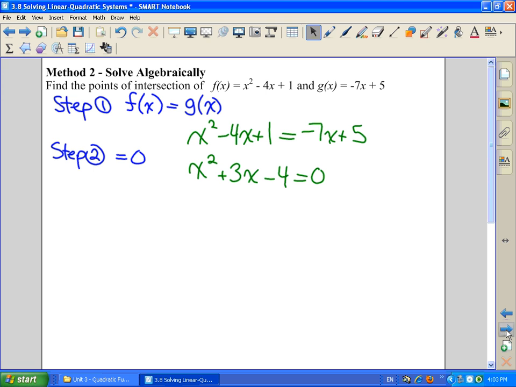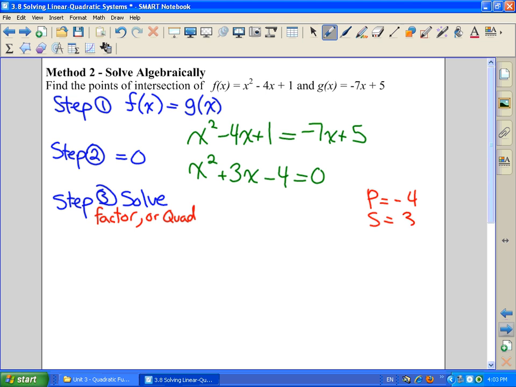Once you've got the one side to 0, then we need to solve. So step 3 is to solve. And how do we solve, folks? You either factor or quadratic formula. So factor, try a couple minutes, see if you can factor, or quad formula. Let's see if we can factor here, folks. So product equals -4.